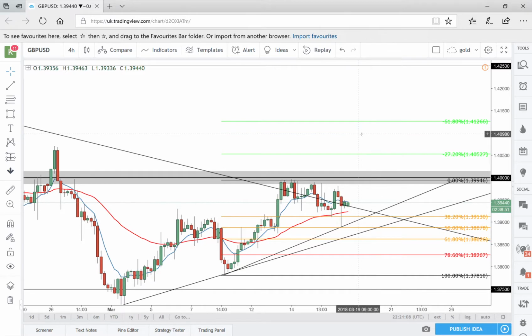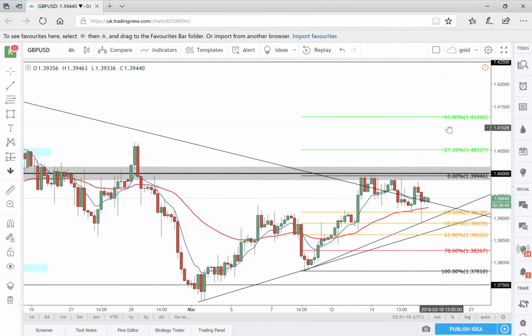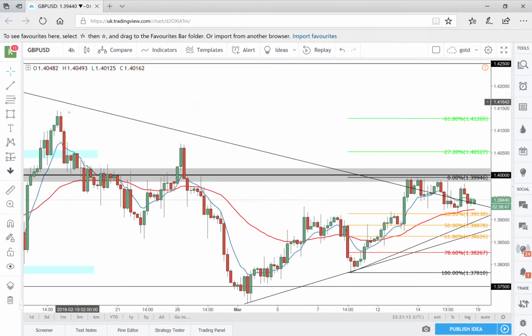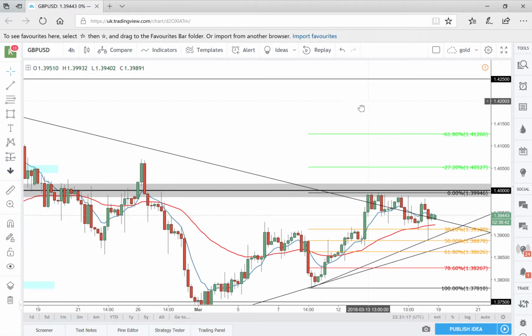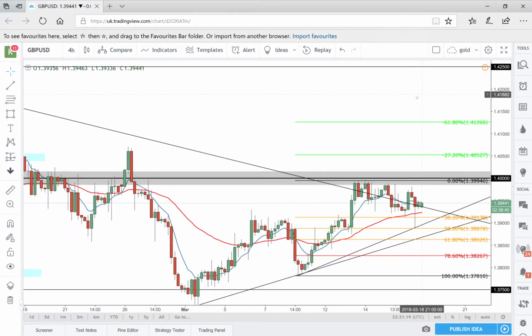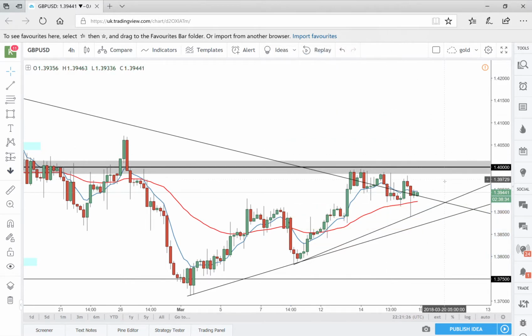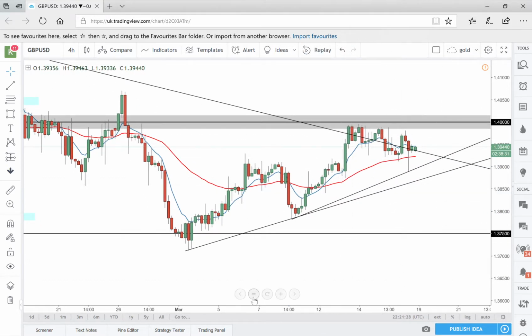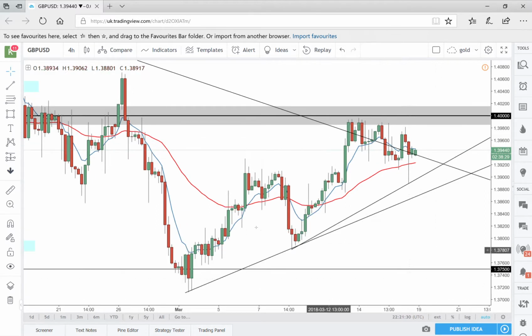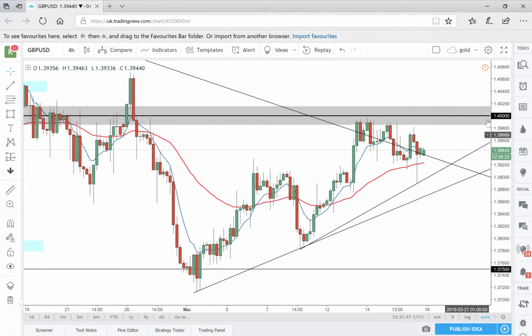Yeah, around 1.412, which lines up nicely with this high here, and then push to 1.42500. So yeah, I'm liking the bullish setup on this pair. There is suggestions of downside, but I think that could be largely ignored for now. We'll have to see how the market plays out this week.